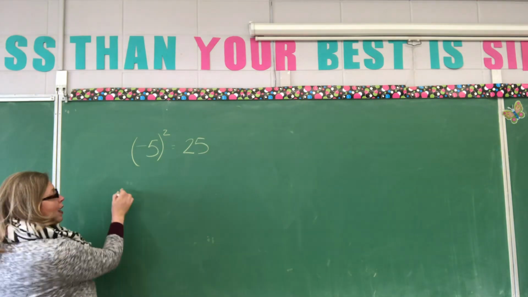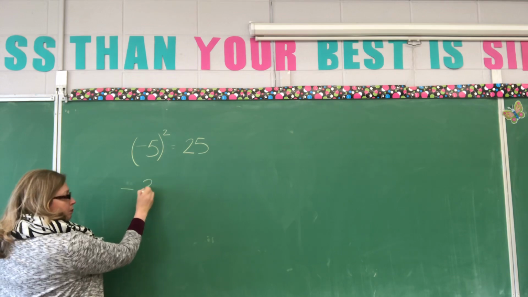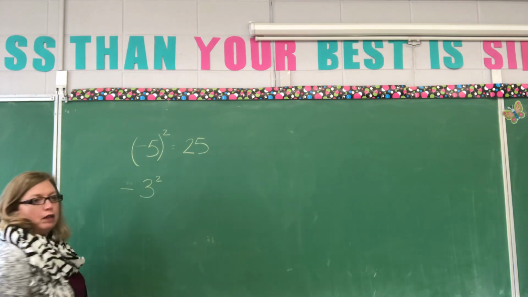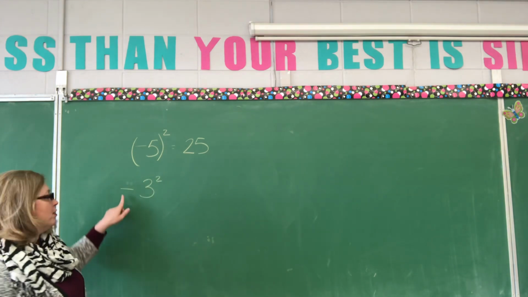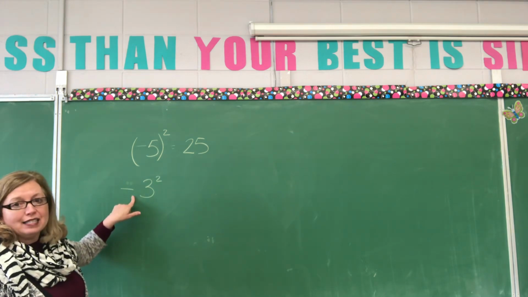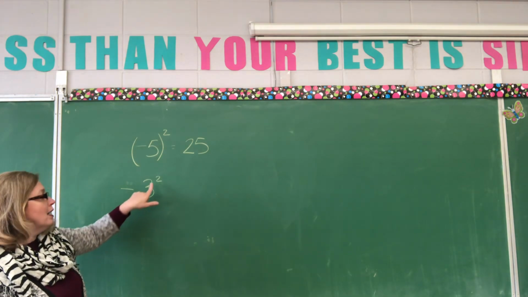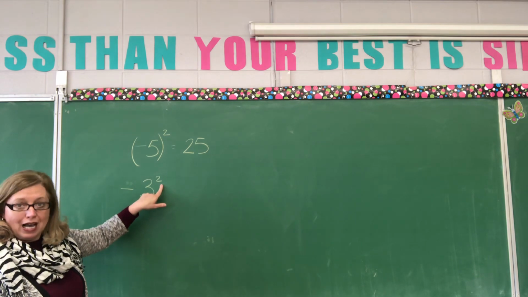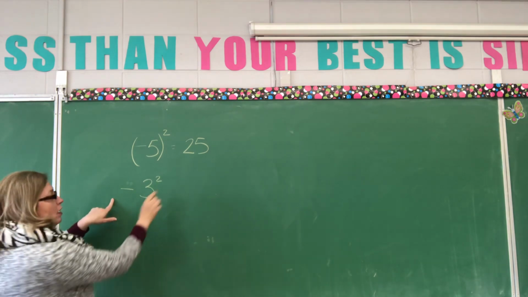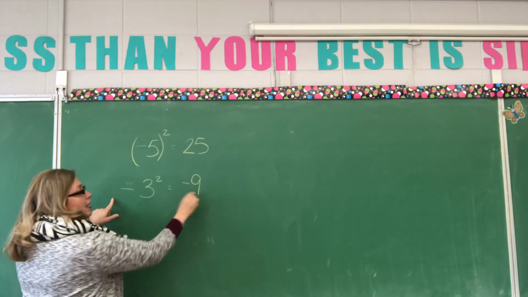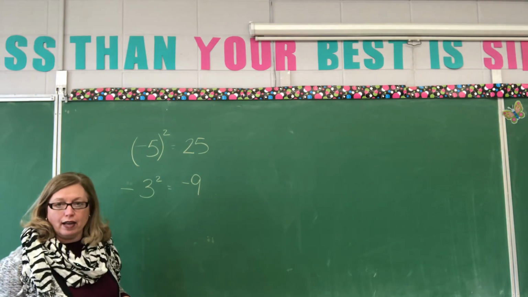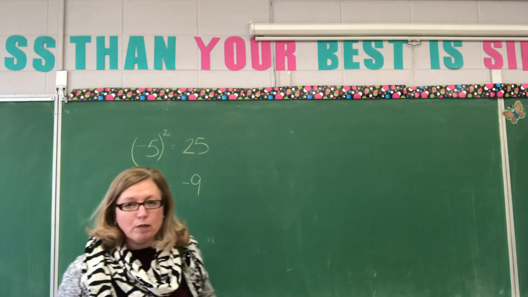However, if I write this sign here, this negative is not inside a parentheses. So this means 3 squared, which is 9. The opposite of it means it is a negative 9. Okay? Now, let's look at some review problems.